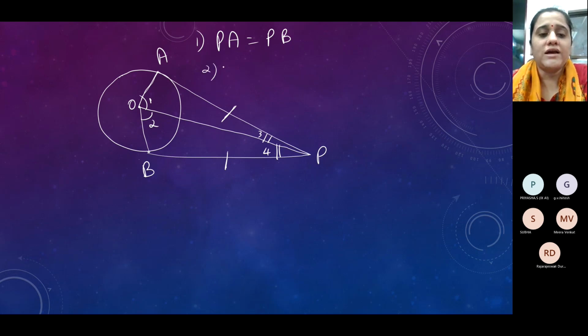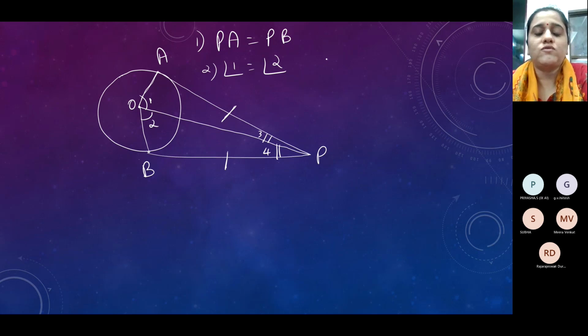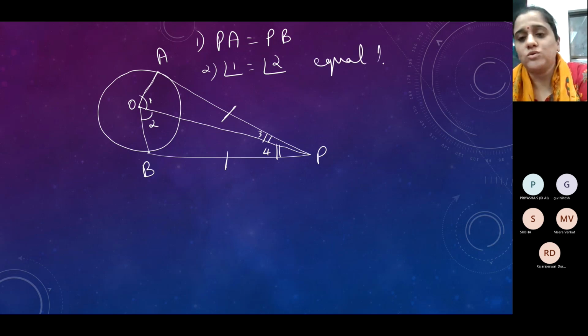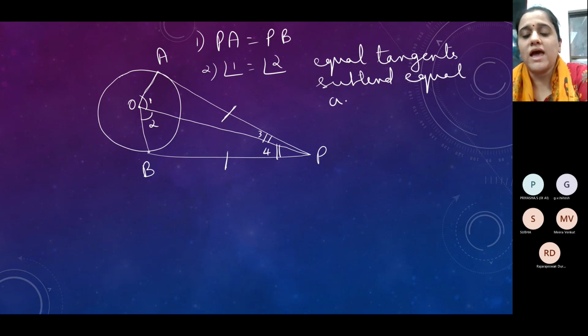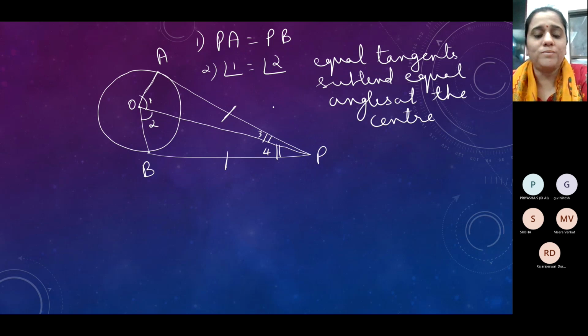Then the next thing is angle 1 is equal to angle 2. For this, we say equal tangents subtend equal angles at the center. Understand? PA and PB are equal tangents, so they will make equal angles at the center. So angle 1 is equal to angle 2. Okay. Then angle 3 is equal to angle 4.